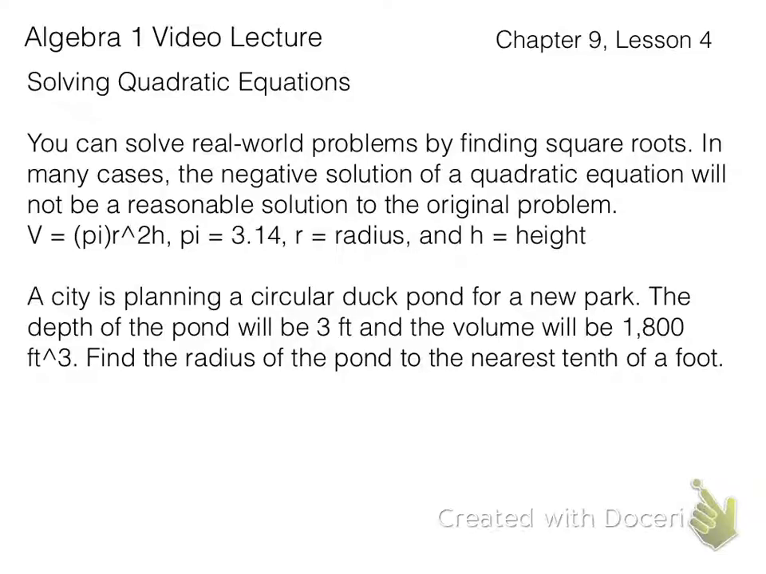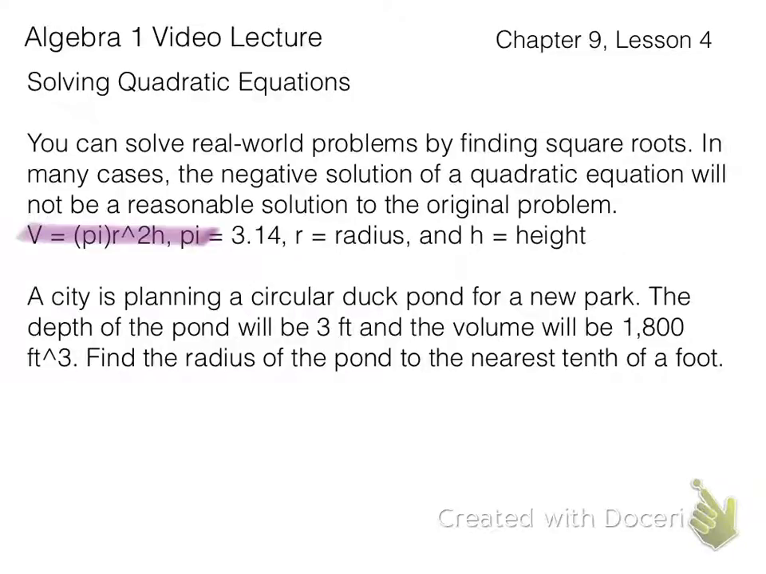A city is planning a circular duck pond for a new park. The depth of the pond will be 3 feet and the volume will be 180 feet cubed. Find the radius of the pond to the nearest tenth of a foot. So we've got a formula here: the volume equals pi times r squared h, where I'm going to use 3.14 for pi, r for radius, and h for height.